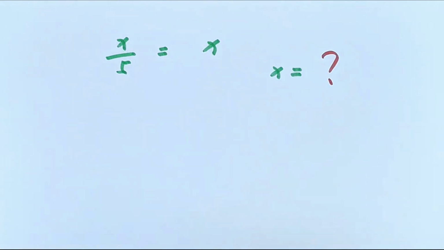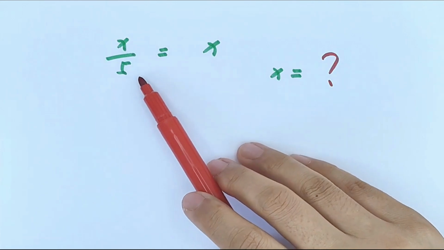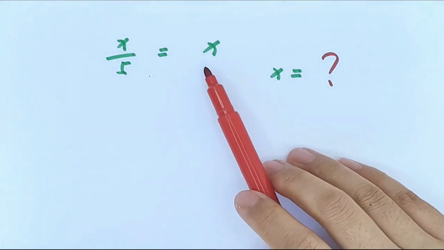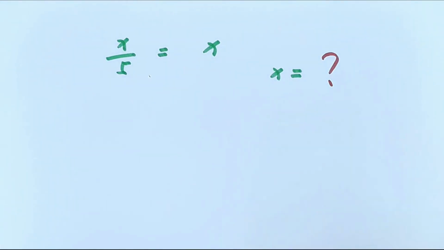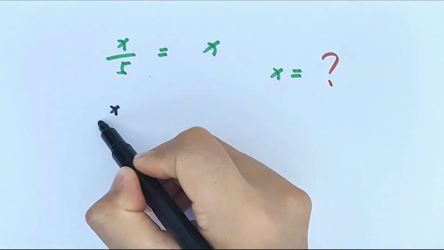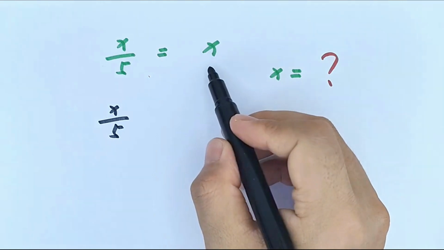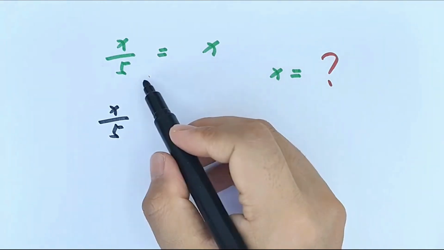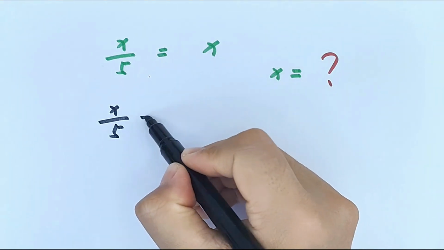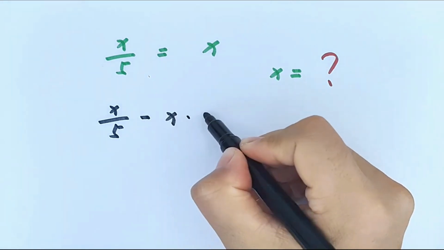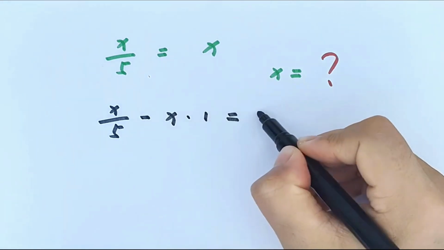How to solve x over 5 equals x, to find the value of x. x over 5 equals x. We take this to the left side, so x over 5 minus x times 1 equals 0.